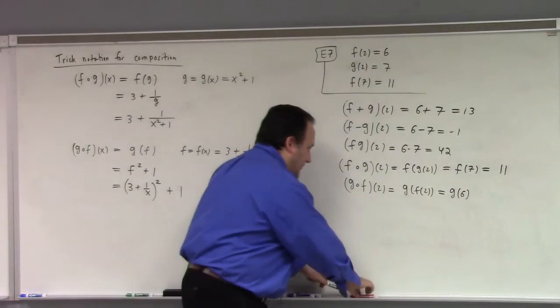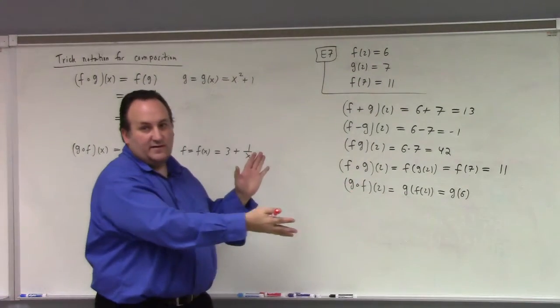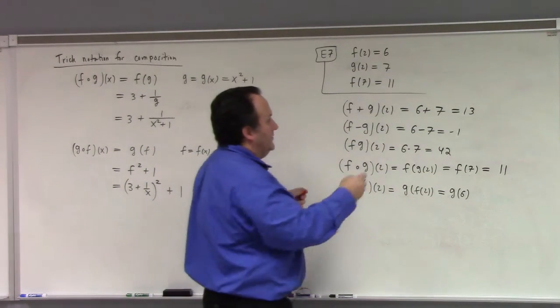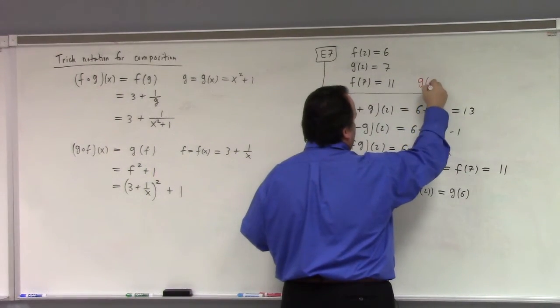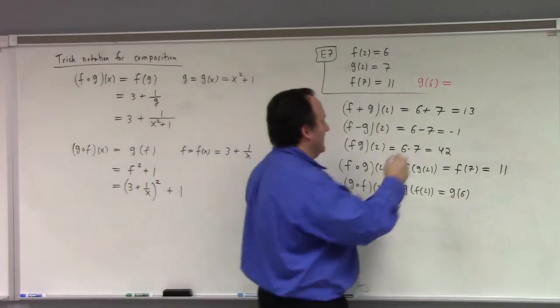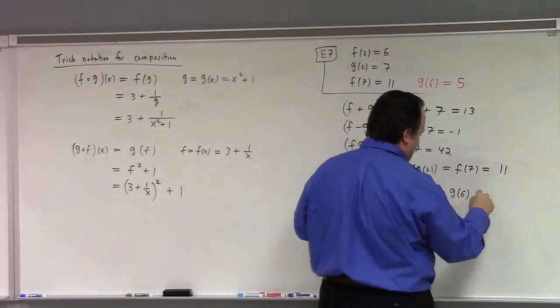So in order to finish this, you guys have to tell me what the value of g of 6 is. You can make it whatever you want. What do you want? G of 6 is equal to what? 5. 5? All right, we have a 5. So that makes the answer 5.